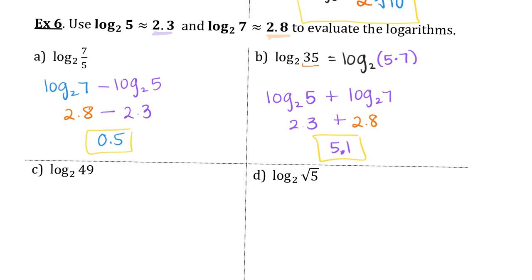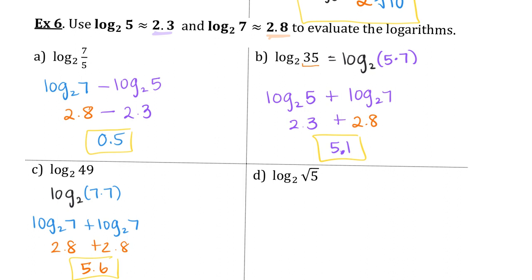Now for the log base 2 of 49, I need to rewrite 49 in terms of 5 or 7. It's not 5 times 7. What is it? It's 7 times 7. Actually, there are two ways to do it, and I'll show you both. One way is to say this is 7 times 7. So when I use the log property, that would be the log base 2 of 7 plus the log base 2 of 7. What is log base 2 of 7? It's 2.8 according to this information. So 2.8 plus 2.8 would be 5.6. So that's one way you could do it.